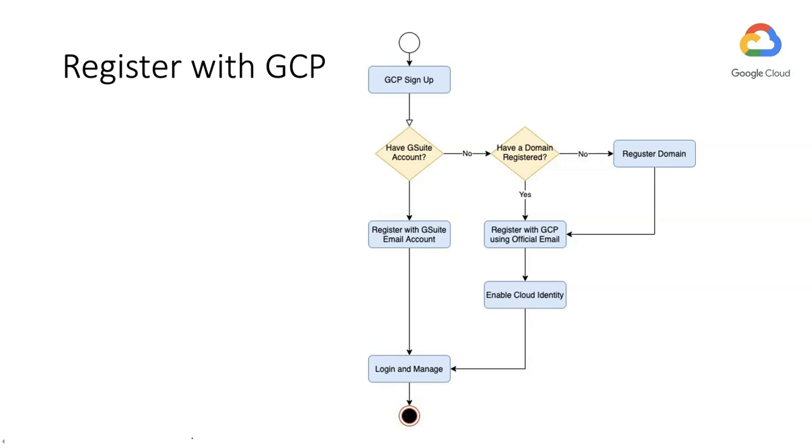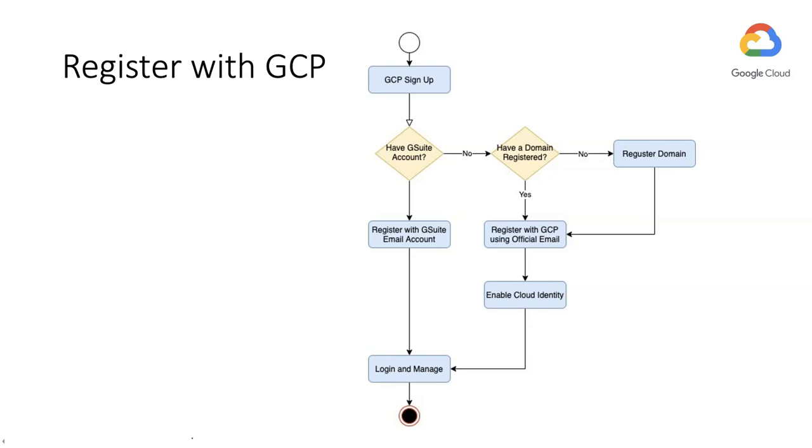And if you have a domain already registered, and you have all your users or all your email accounts under that domain, and a properly set up LDAP server, user authentication servers within your organization or on-premise, you can use the Cloud Identity service, which is provided by GCP, and then enable that in your GCP account.